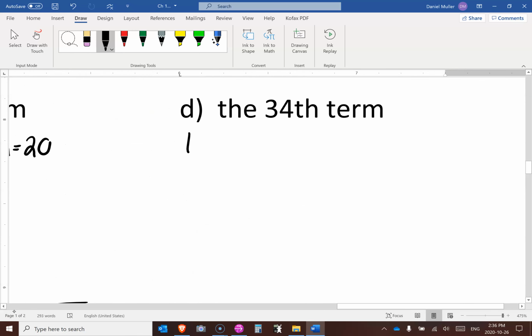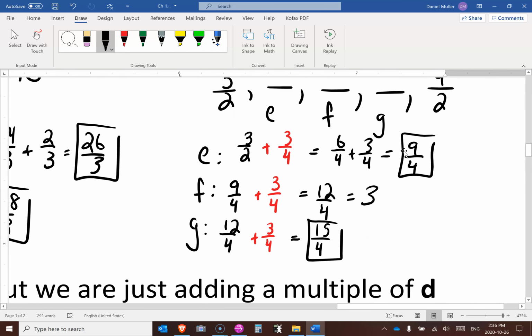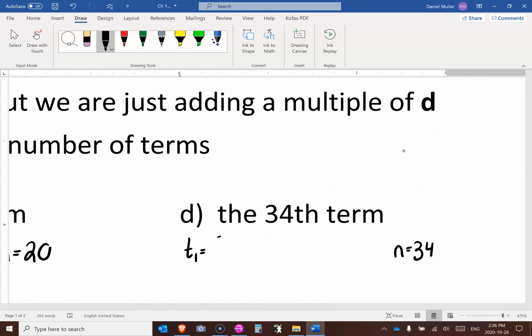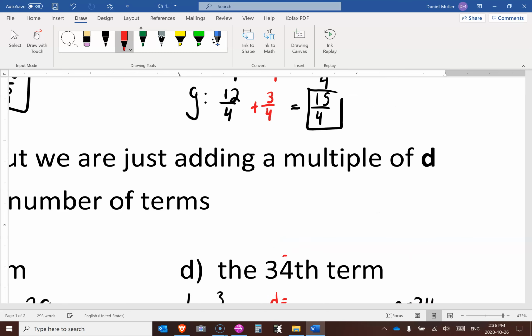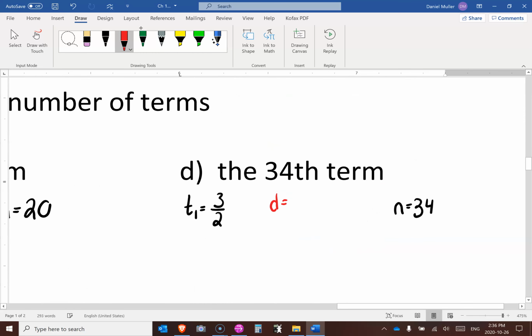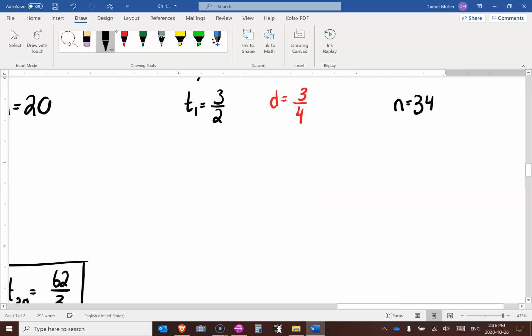I don't even know what my first term is. I know my n is going to be 34. But what is my first term? Oh, 3 over 2. Okay. 3 over 2. And then d. Oh, I didn't get that. Is that 3 over 4? Yeah. 3 over 4. Okay. So Tn equals T1 plus d bracket n minus 1.